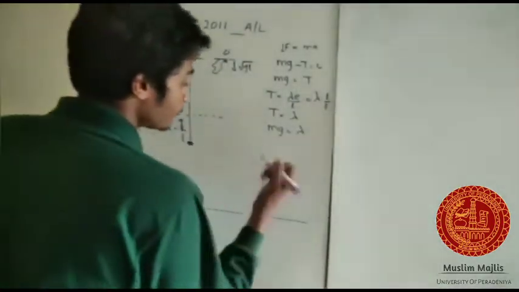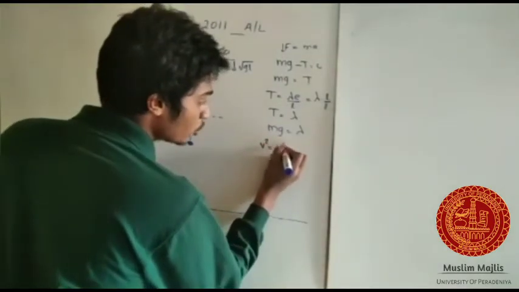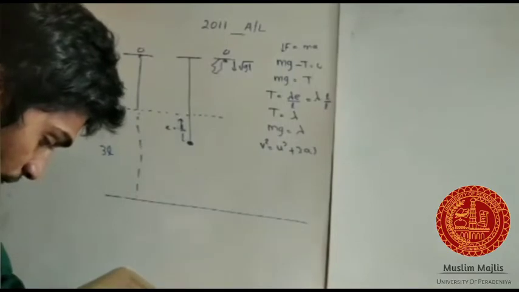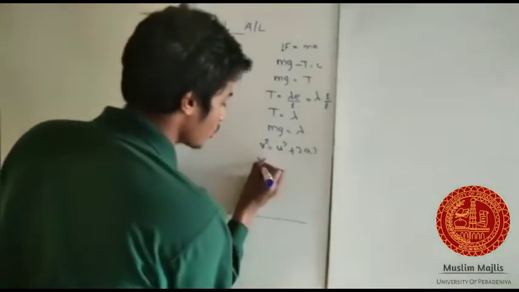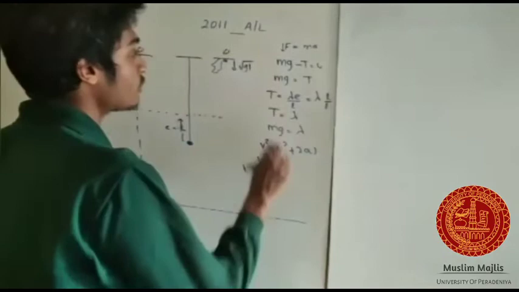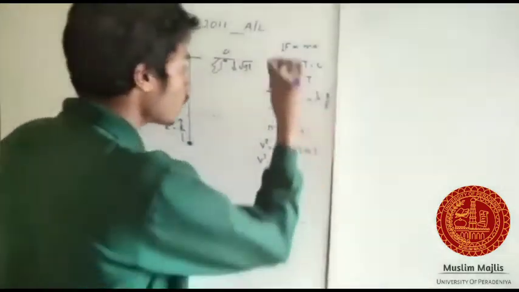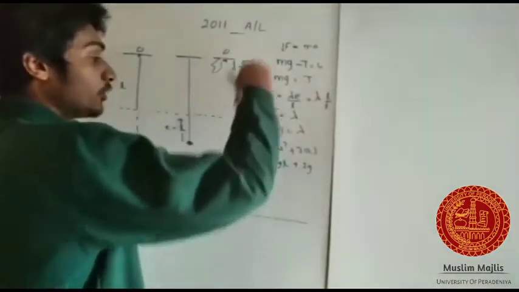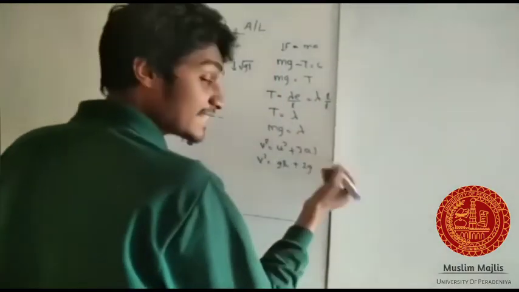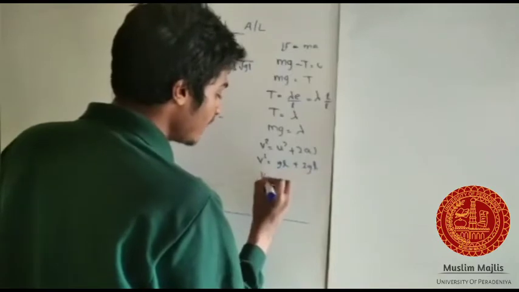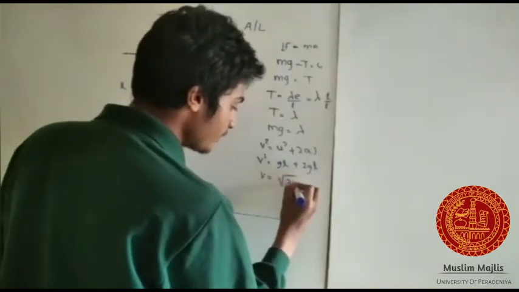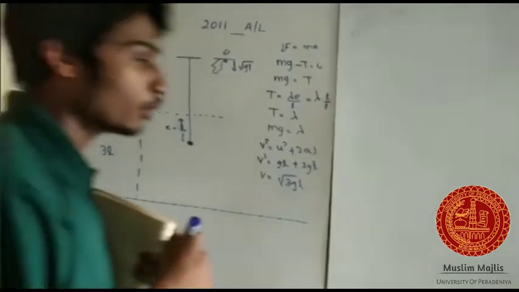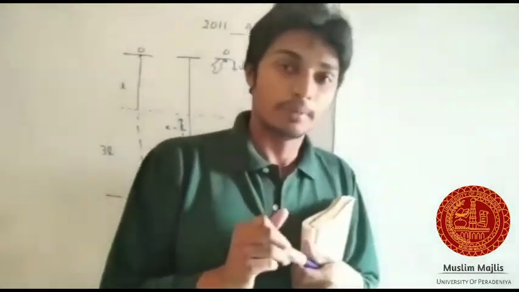So you can say v squared equals u squared plus 2as. You can apply this because they are asking for the velocity v. V squared is equal to the initial velocity, root GL, so u squared is going to be gL, plus 2g times the displacement s, which is L. So you are going to have v equal to root of 3gL. These are very simple steps that you can come up with in this problem.